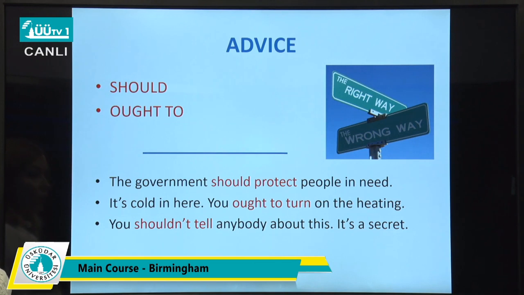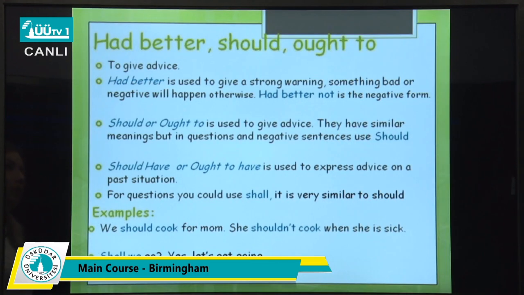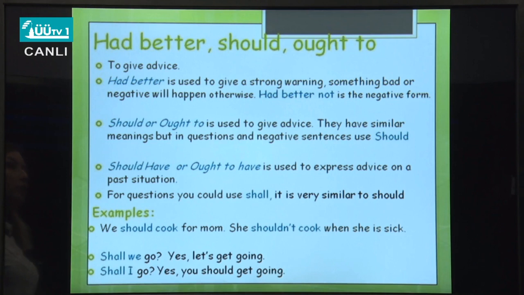It is cold in here. You ought to turn on the heating. You shouldn't tell anybody about this. It is a secret. So, to give advice, we use should, ought to, and had better. I have just added had better here to give you more of a clue about that.